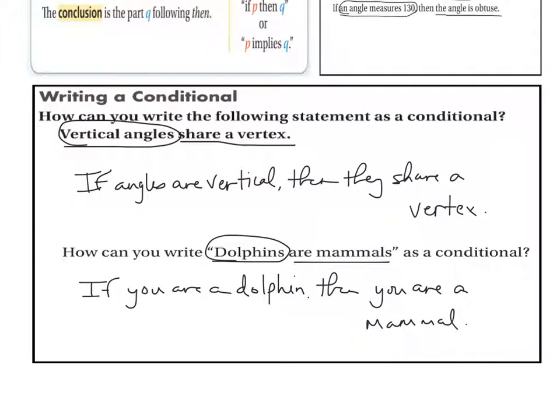Okay, and again, the hypothesis in this case would be you're a dolphin. The conclusion would be you're a mammal.